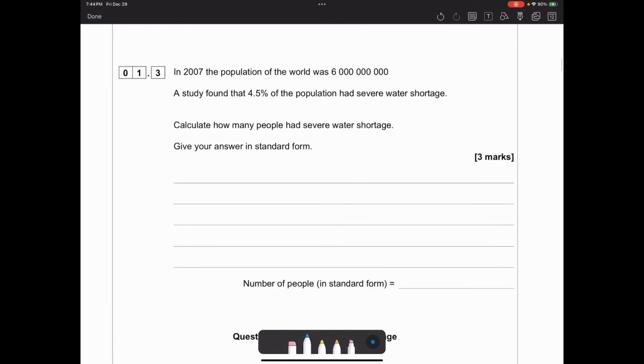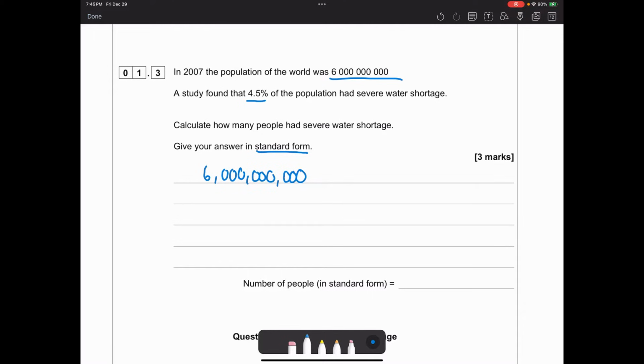It then says, in 2007, the population of the world was 6 billion. A study found that 4.5% of the population had a severe water shortage. Calculate how many people had a severe water shortage. So you want 4.5% of 6 billion. So what I would do is do your 6 billion on your calculator. Oh, sorry, one last thing, you've got to give it in standard form. So I would start off, put it in your calculator, 6 billion.